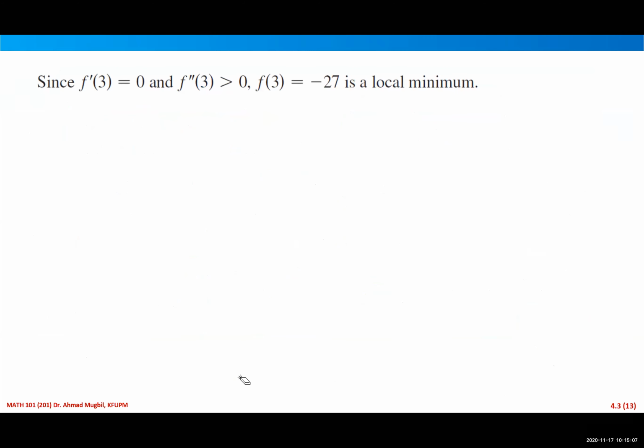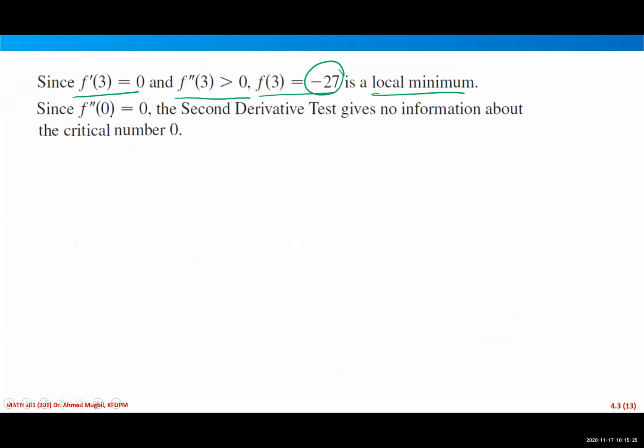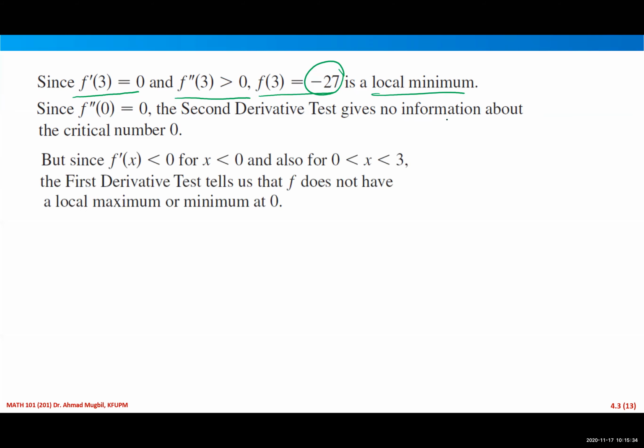Since the derivative at 3 is 0 and the second derivative is positive, the function has a local minimum there, and the value is negative 27. Now, for 0, the second derivative at 0 is 0, so the second derivative test gives no information about the critical number 0. It fails. This means it could be a minimum, a maximum, or neither. So now what to do?